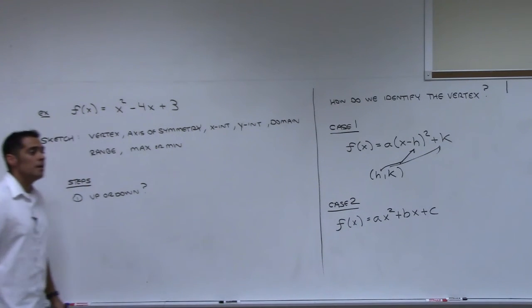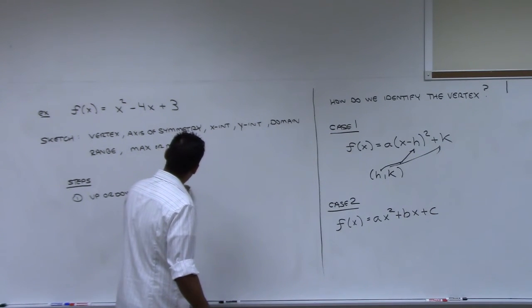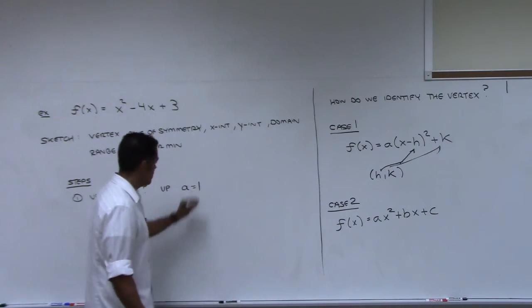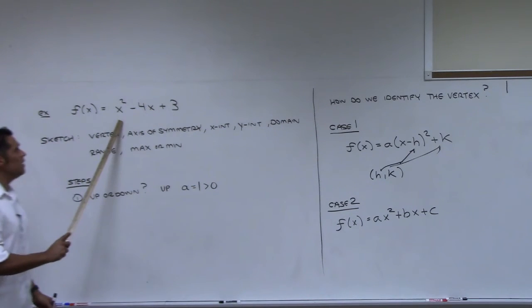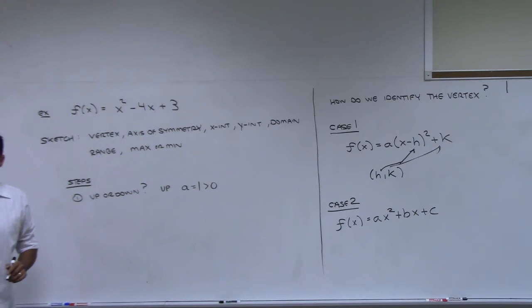It's up. It's up because why? A is not negative. A is actually 1, which is bigger than 0. So the number in front of x squared is 1, so this thing opens up. So I know that, right?